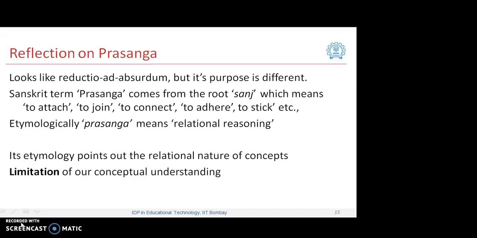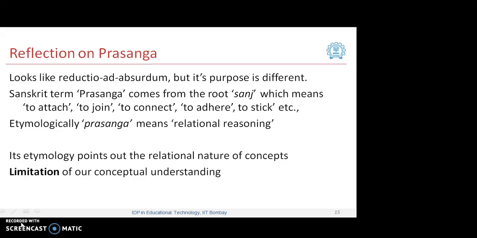But it is the purpose of formulating Prasanga argument which makes it different from reductio ad absurdum. So if we look at the etymological sense of Prasanga, the Sanskrit term Prasanga comes from the root sanj, which means to attach, to join, to connect, to adhere, to stick, etc. So etymologically, Prasanga means relational reasoning. Now, what is the purpose of this kind of reasoning?